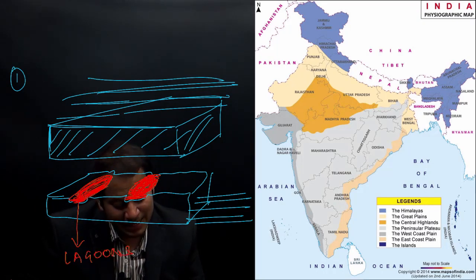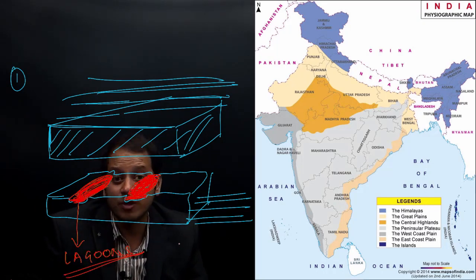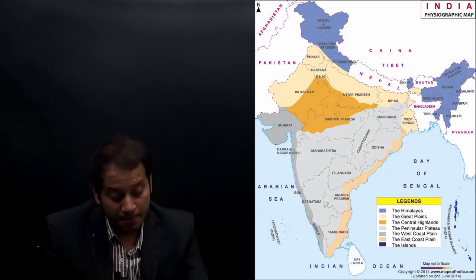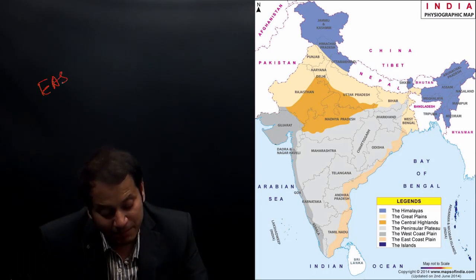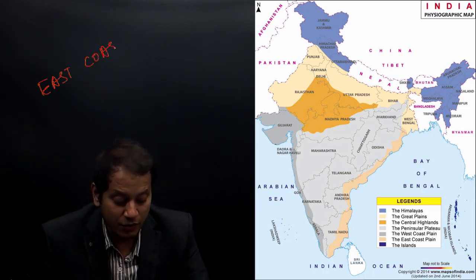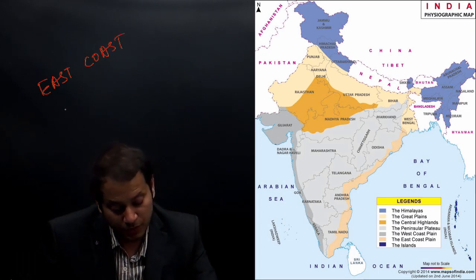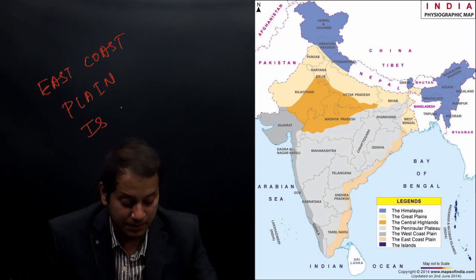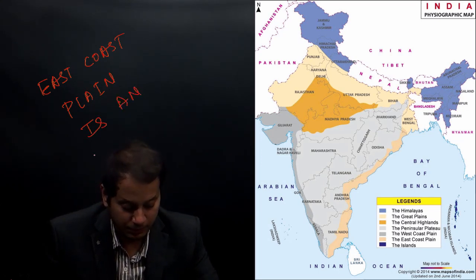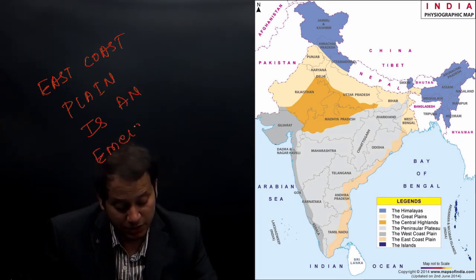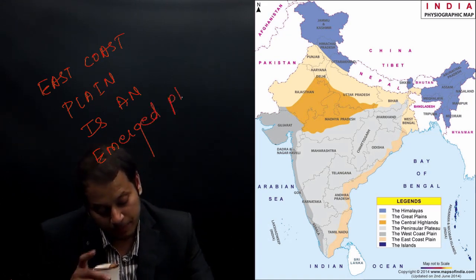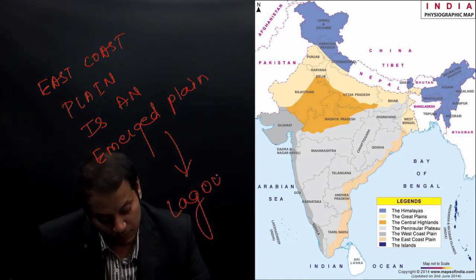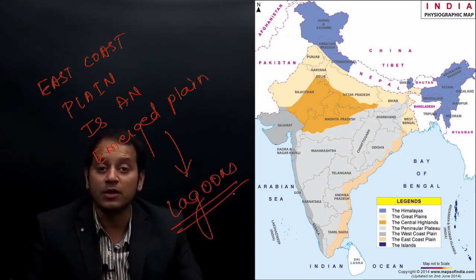Now this water which fills up is known as lagoons. So remember, in any emerged coastline there will be formation of lagoons, and because the east coastal plain is an emerged coastline, there is formation of lagoons. The east coastal plain is an example of an emerged plain. It has numerous lagoons.